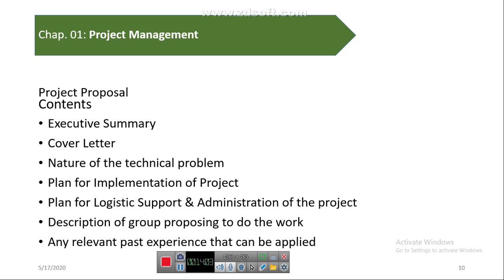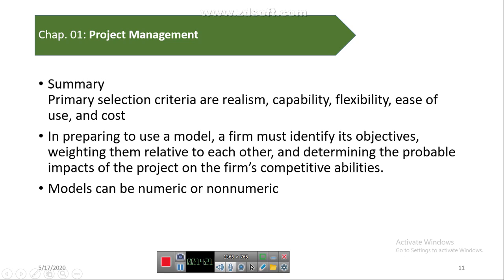Description of the group proposing to do the work, meaning all the tasks and activities through the work breakdown structure and through the Gantt chart, and any relevant past experience that can be applied to the project. In summary, the primary selection criteria that we have discussed are realism, capability, flexibility in use, and cost.